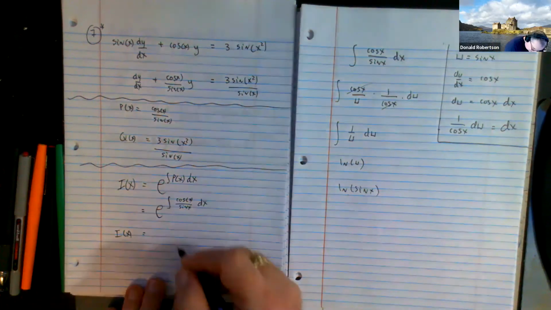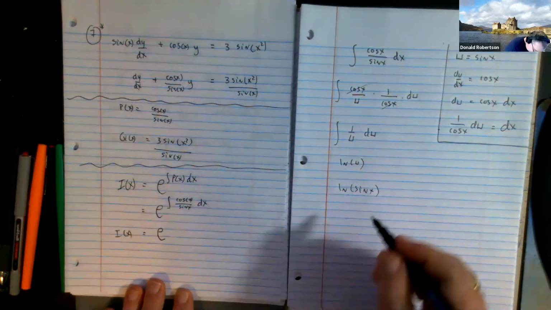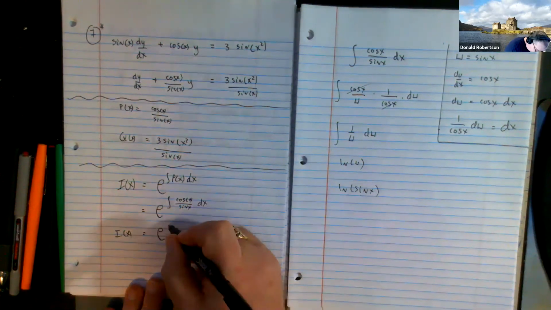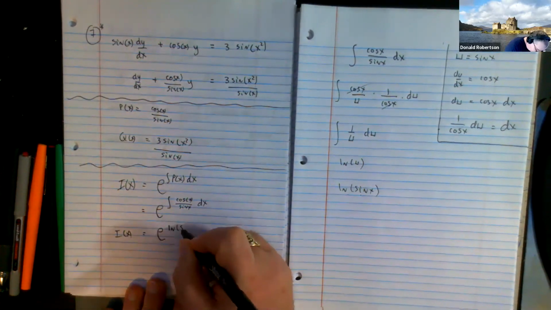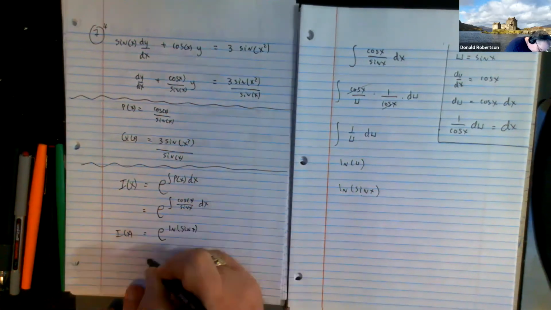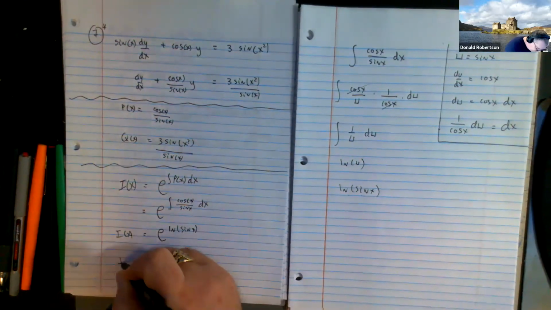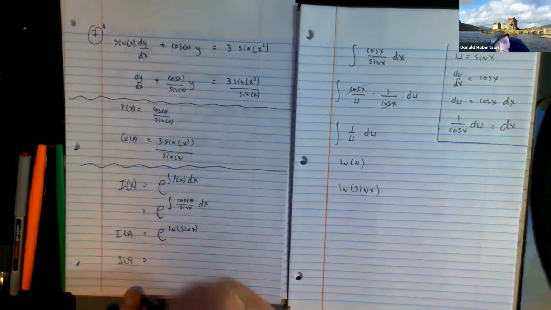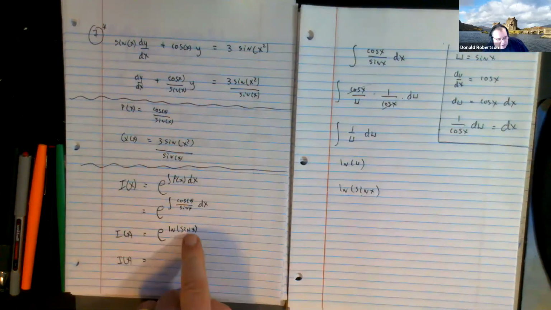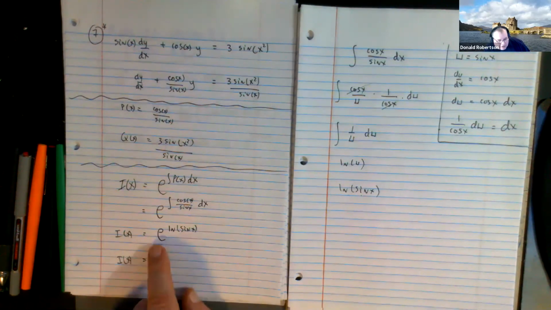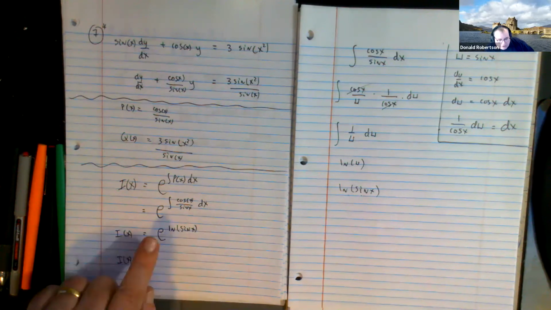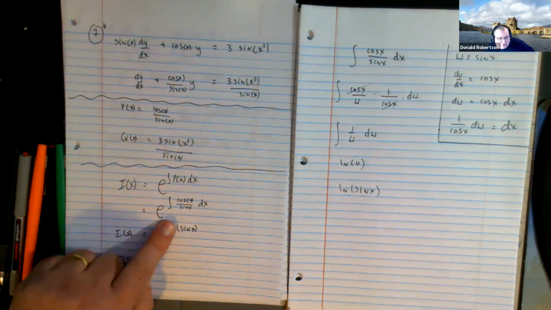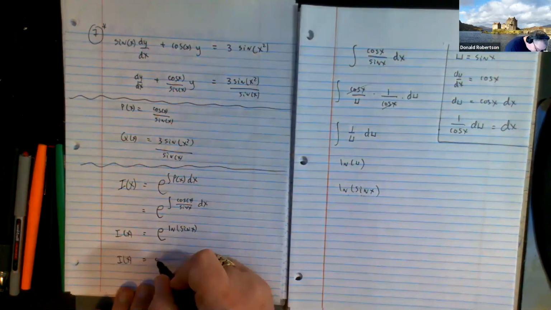So it's e to the natural log of sine x. Now remember I did it earlier where we had, I think we had log t up here in an earlier question. If you have e to a natural log, because they're inverse functions of each other, they essentially cancel out, and what's left is what it simplifies to. So this simplifies to sine x.